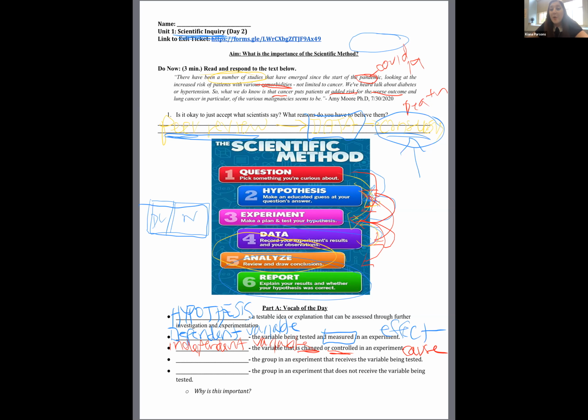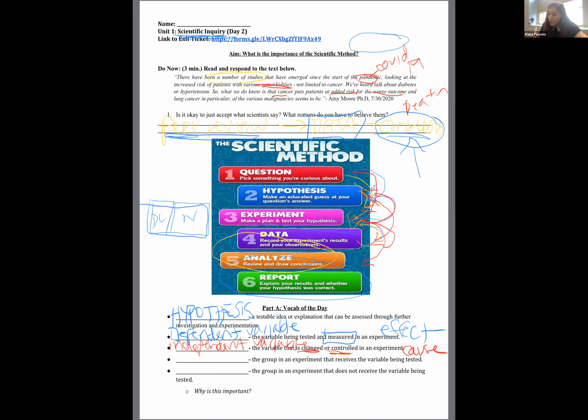The dependent variable was the effect on the hair, and the independent variable was the different concentrations of bleach. If you guys commented below on the last video, you may have already written that down. But you can check your work now. So we're talking about independent variable and dependent variable. And again, independent variable is the cause. It's what's being changed by the experimenter. And the dependent variable is the effect.